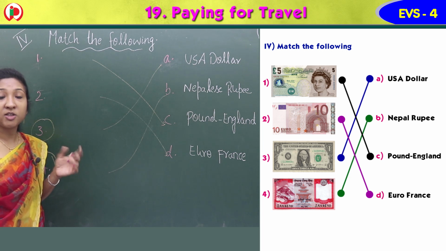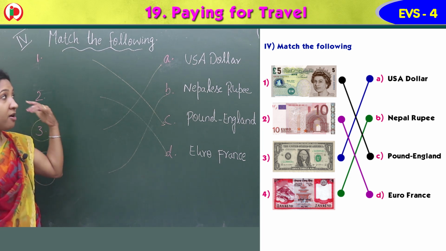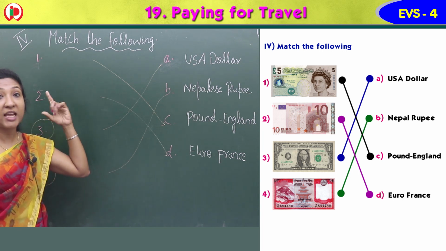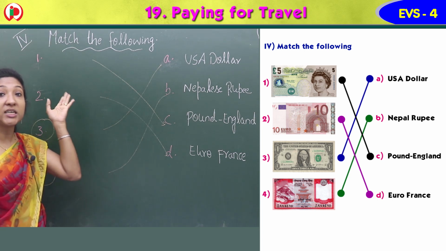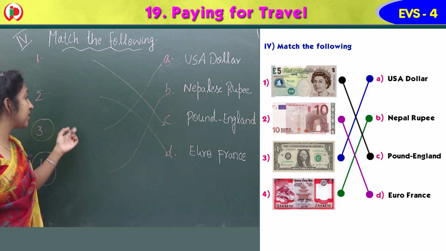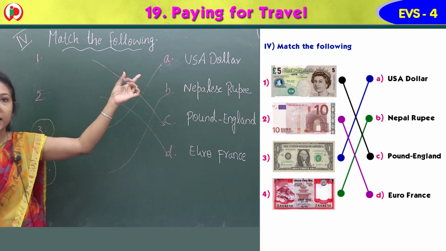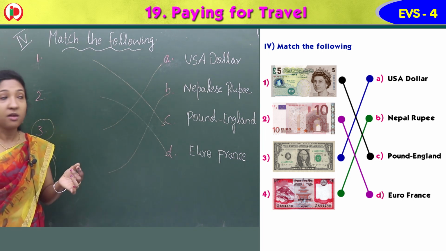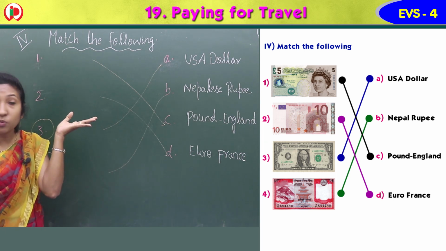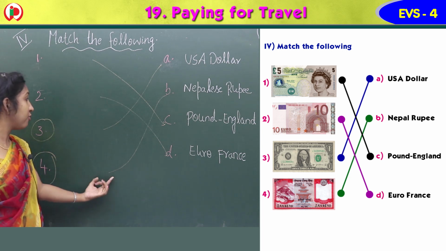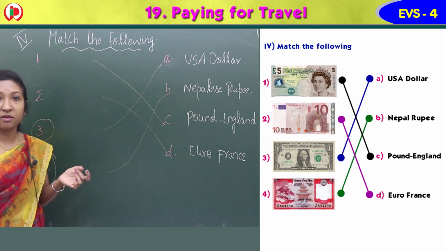Understand, children? Did you understand? Okay, so the first image is of USA dollar. USA dollar is which image here? Third image. You have to match third image with USA dollar, A, 3 to A. Now Nepalese rupee. So fourth image is matching with that. So you have to match 4 with B.